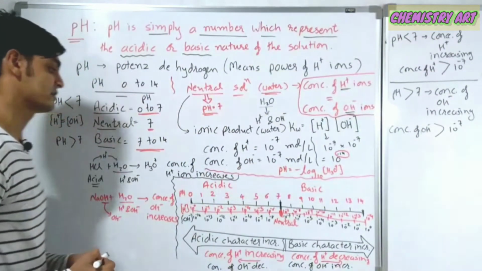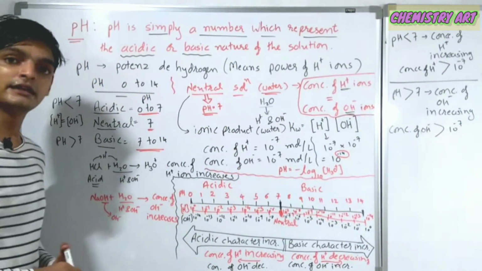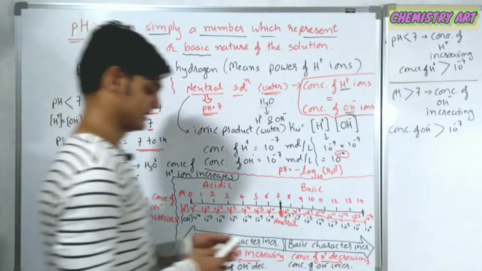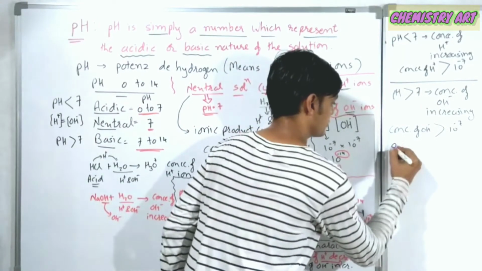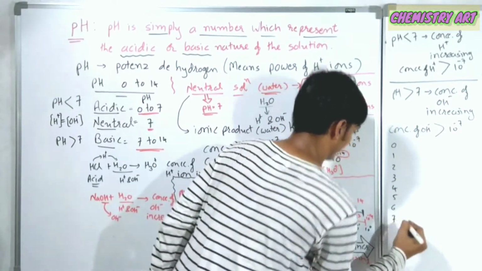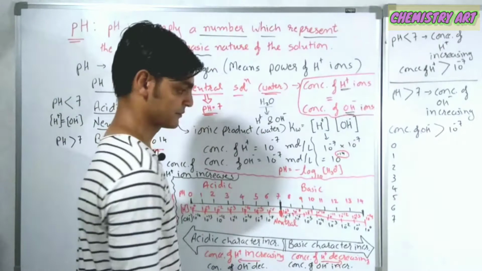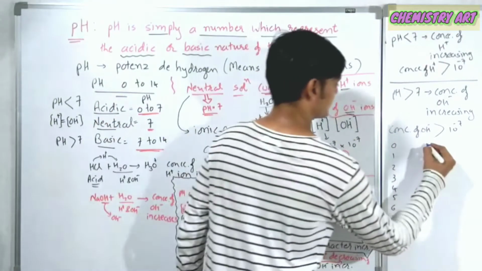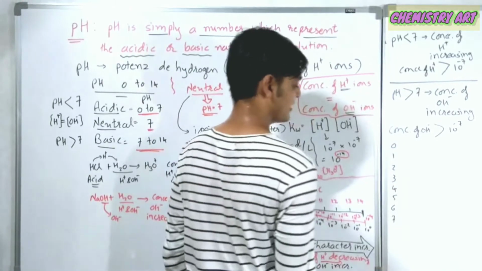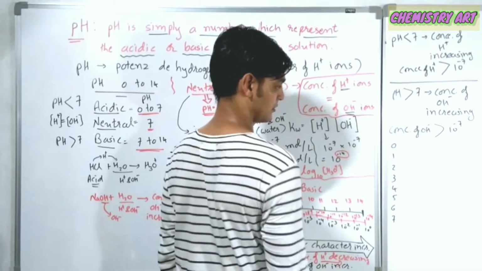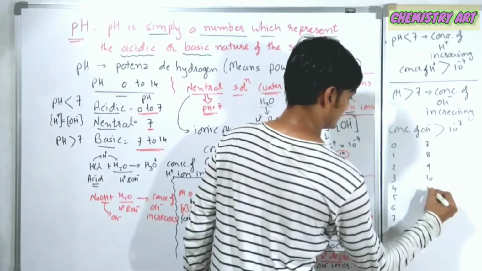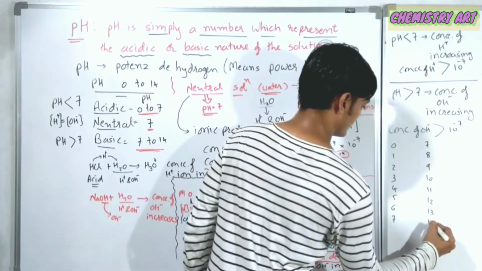Increasing. That side, the concentration of OH minus is increasing. Okay, so it is very easy. Just remember that 0, 1, 2, 3, 4, 5, 6, 7 are the acidic. Then 7 to 14, where 7 we are considering as neutral. So 7, 8, 9, 10, 11, 12, 13, 14.